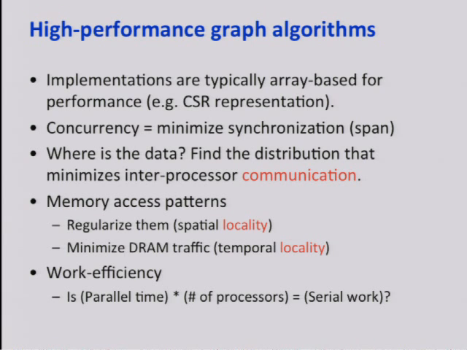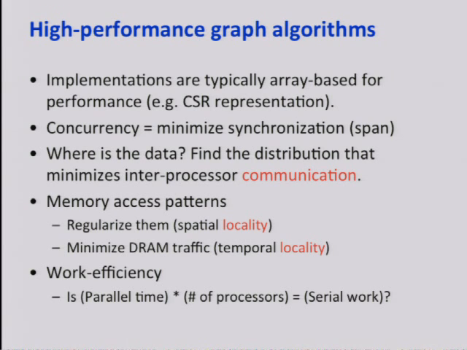To get high performance in graph algorithms, as some of those I already said, you typically want array-based representations to minimize the cache misses, such as the CSR representation for static graphs. You want to minimize the number of synchronizations in your graph, essentially to get as much parallelism or concurrency as possible. And that's the span that I've talked about. And for distributed memory, the distribution that minimizes inter-processor communication is crucial. So it's the typical question, where is the data question.